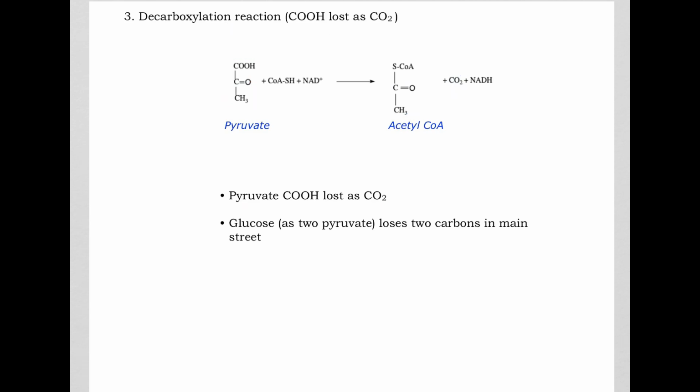Since we are talking about main street, remember that the first part was glucose getting converted to two pyruvates in glycolysis. So in main street, this is the first reaction. Since there are two pyruvates here, we get two carbon dioxides produced. So this is the first reaction in main street where the glucose molecule is losing two of its carbons as carbon dioxide.